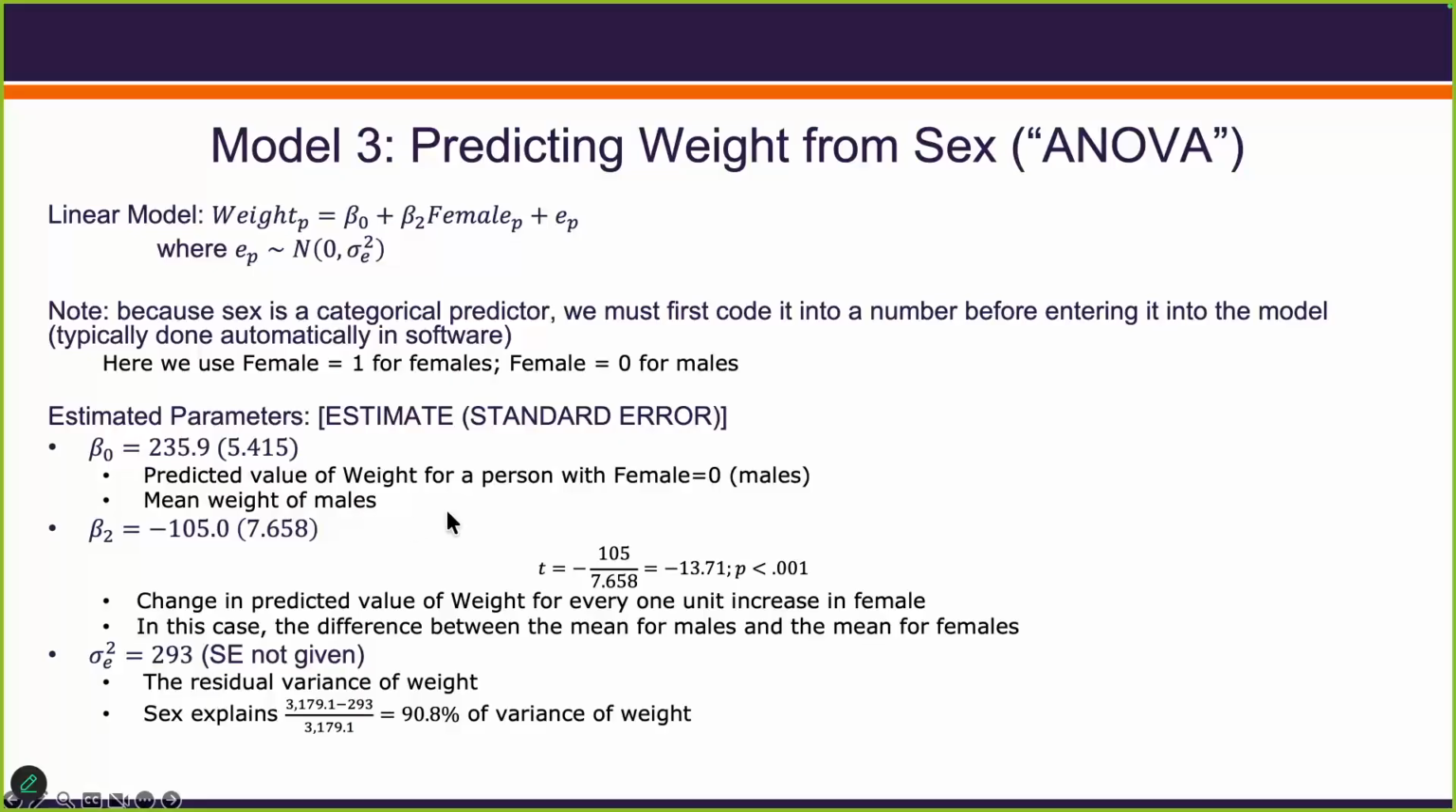And then for females, what the regression slope then means is the difference from the intercept for a 1 unit change in female. So now we know that the female variable can either be 0 or 1. So 1 represents the 1 unit change. So that means that this parameter represents the difference in weight between men and women. So that women's average weight would be 235.9 minus 105.0.